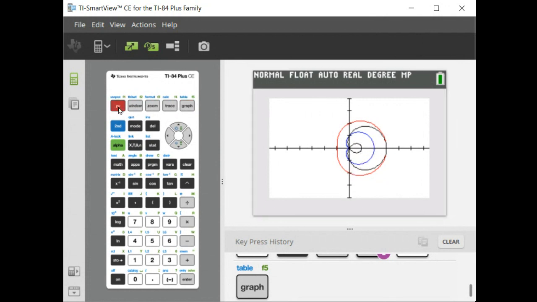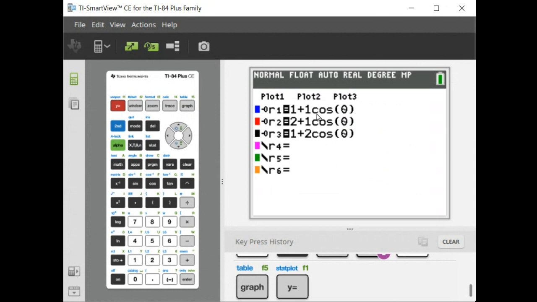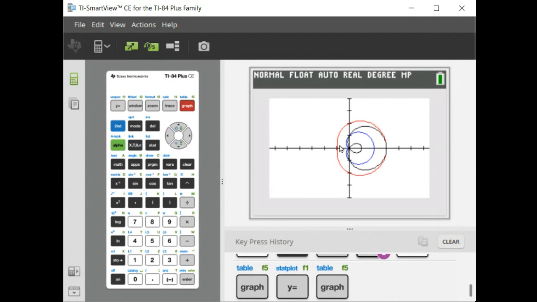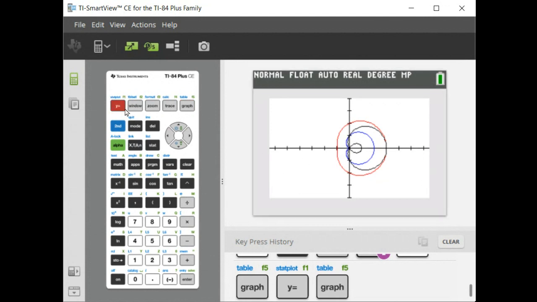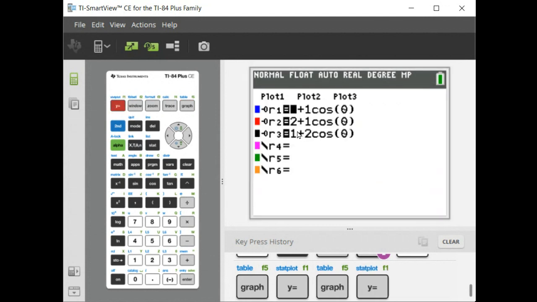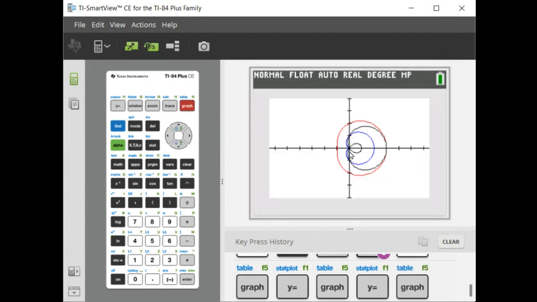That's 1 plus cosine. The second one was where this value is greater than this. So you see what happened here, it kind of bulges out. And then the third value, I flip it around, so 1 plus 2 cosine theta, and now it creates this little circle in here. So what can you conclude here? You notice all three of them have the same distance here at 3, 0.